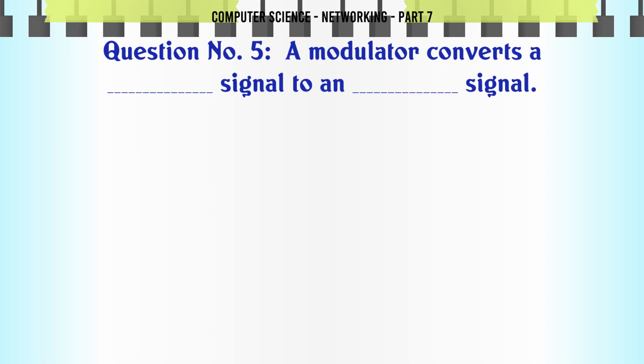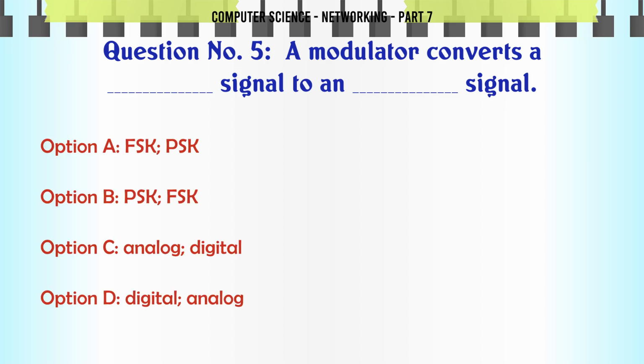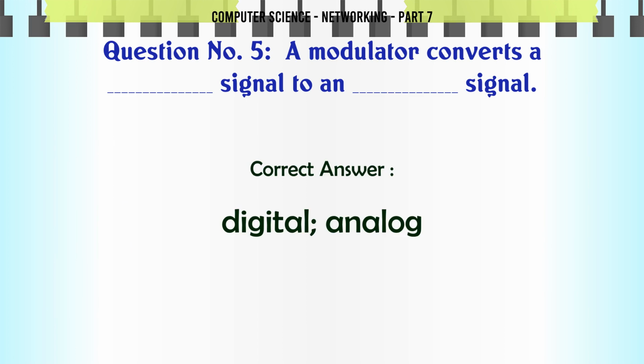A modulator converts a digital signal to an analog signal. A. FSK, PSK. B. PSK, FSK. C. Analog, digital. D. Digital, analog. The correct answer is digital, analog.